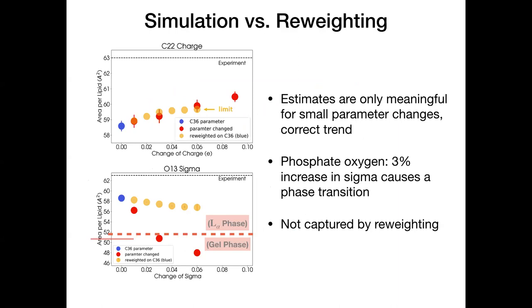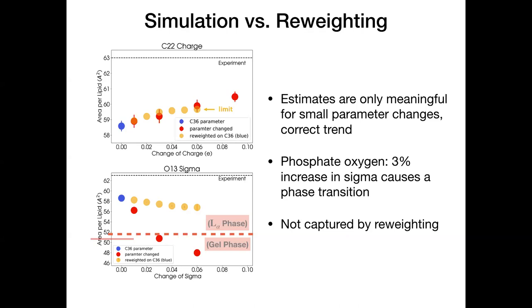But then the question is, how well do these MBAR or reweighting predictions compare to real simulations? So what if we change the parameters and simulate? We see that in a small range around the original parameters, the simulation and the reweighting agree very well for charges, and they at least give the same trend for sigmas.